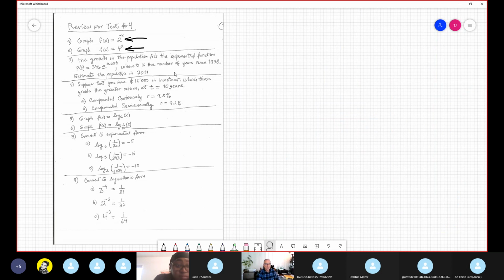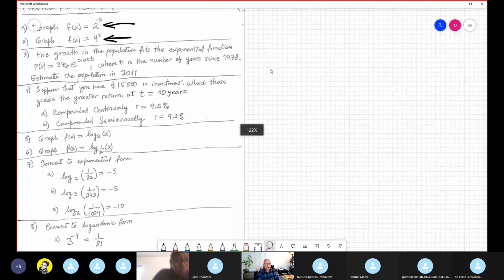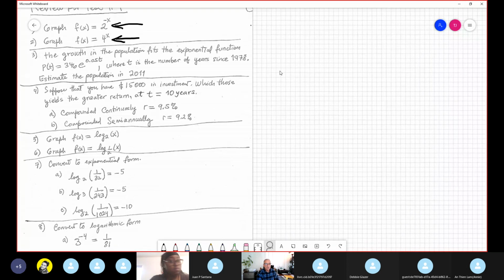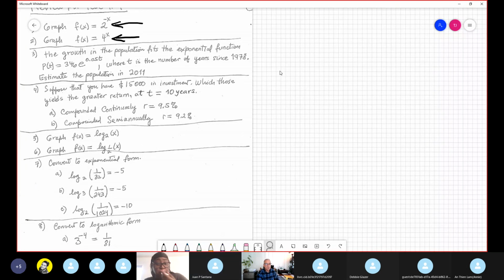Let's move on to the word problem applications. The first one is a biology problem. Is the growth in the population fit by the exponential function?